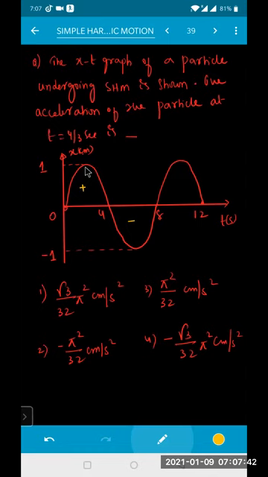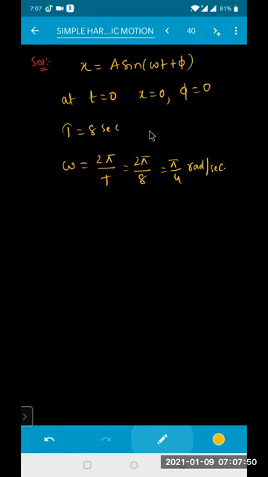Amplitude is how much for me here? What is the amplitude? This one is the amplitude, A. A is nothing but 1. The negative amplitude is -1. Now tell me what is the acceleration at t equals 0? At t equals 0, the acceleration of the particle is 0 only, because at the mean position the velocity of the particle is maximum. So x value is 0, so acceleration is also 0.